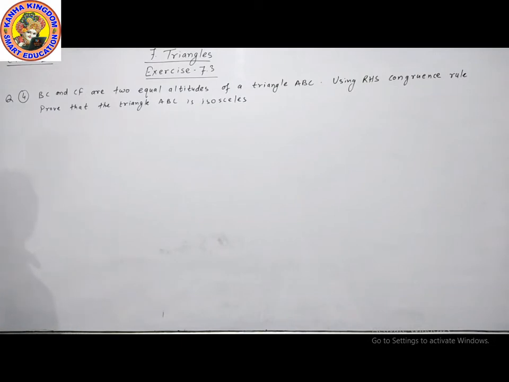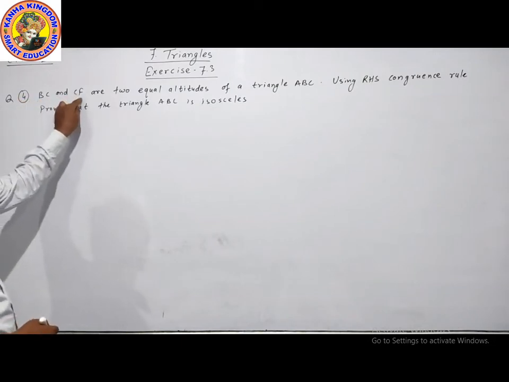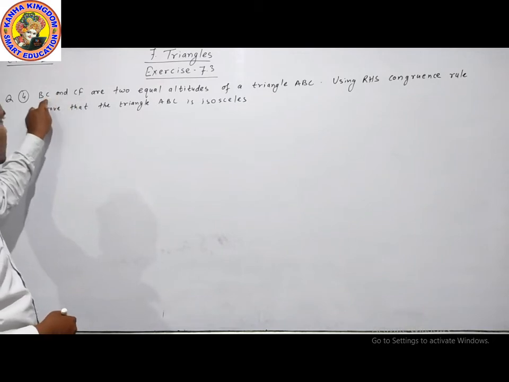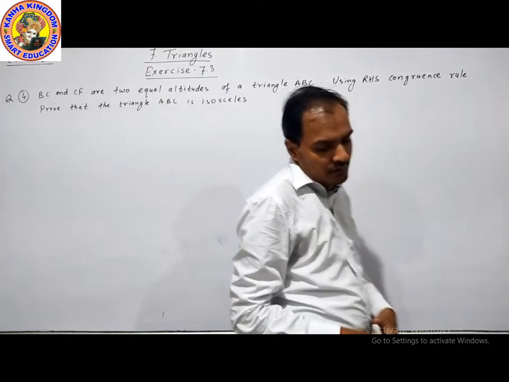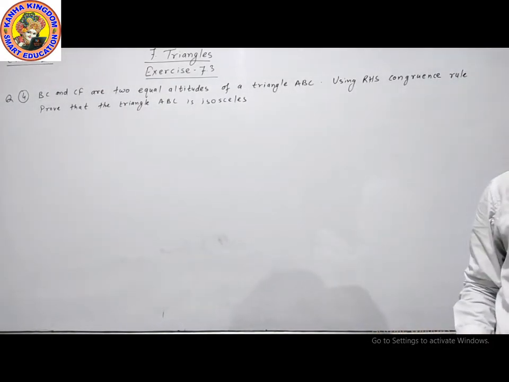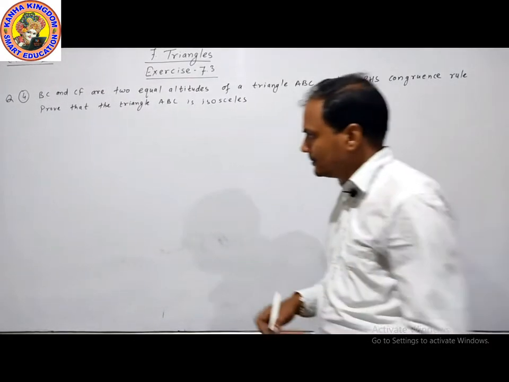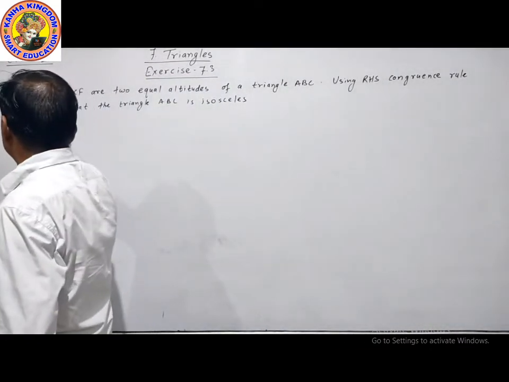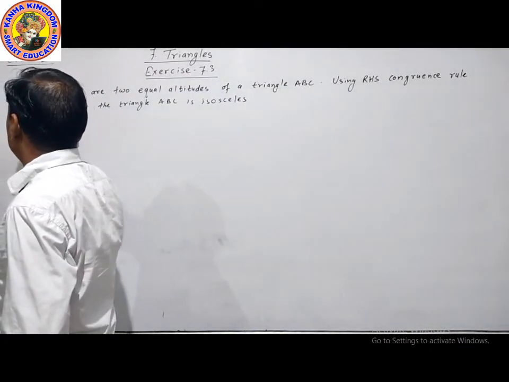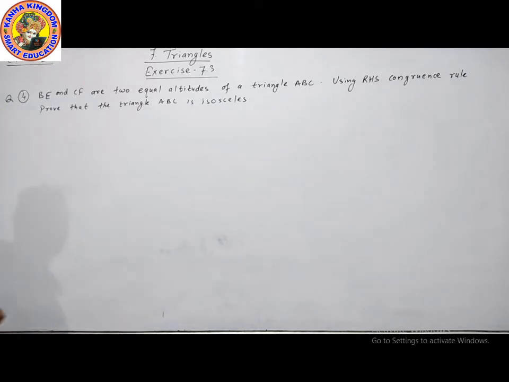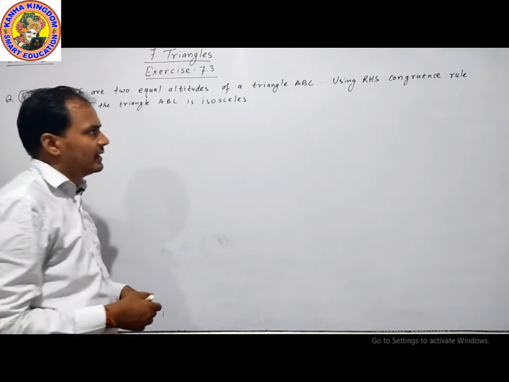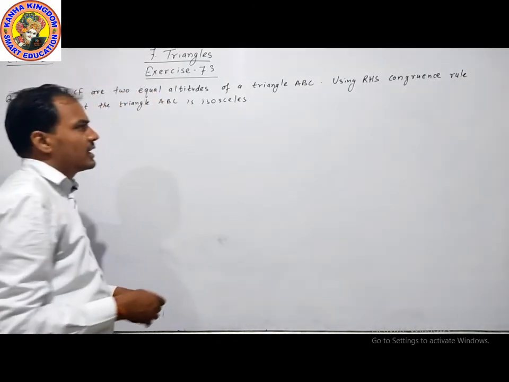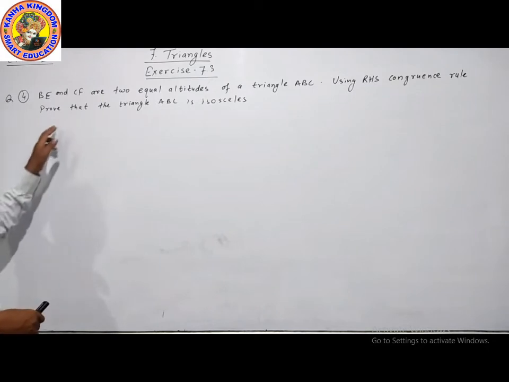In our question number 4, BE and CF are two equal altitudes of a triangle ABC. Using the RHS congruence rule, prove that the triangle ABC is isosceles.